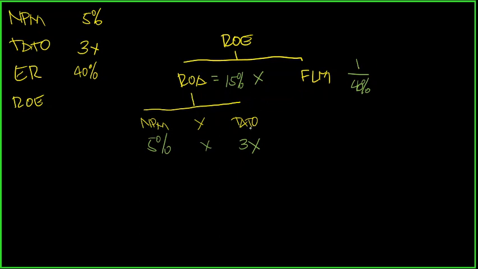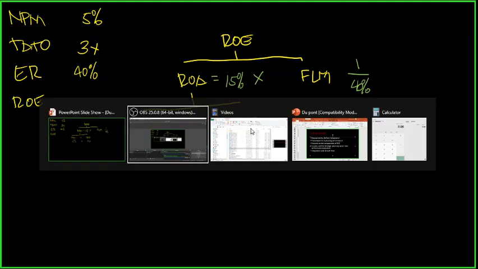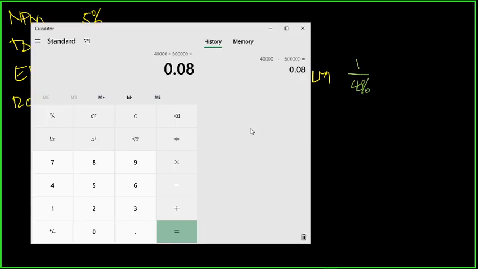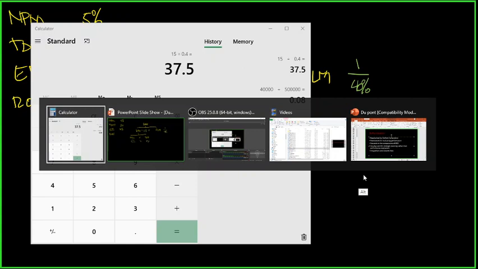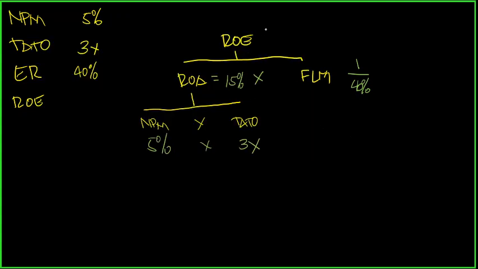I don't have a calculator. Let's see, do I have an open calculator? Okay, yes. So you have 15% divided by 0.4, which equals 37.5%. So let's go back. And here you have 37.5% as your ROE.